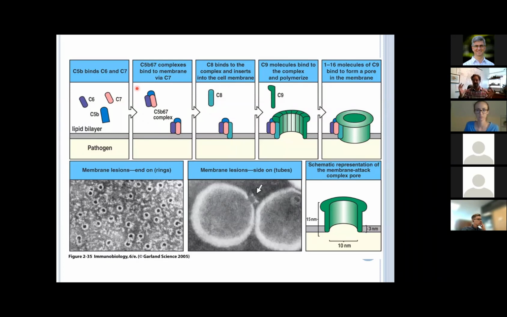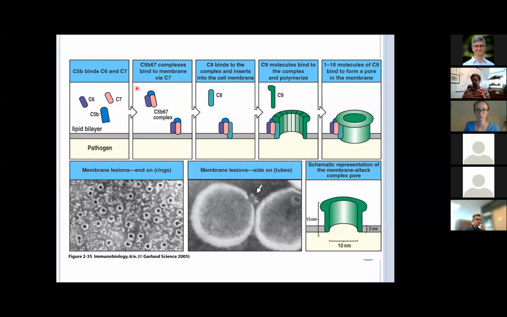But the key thing to keep in mind is that you have this cascade of the initial recognition of a pathogen by the early parts of the complement cascade. So C1, luckily, is one of the first ones that forms this recognition, and it forms it through pattern recognition. So it sticks to certain structures on the surface of bacteria, and primarily bacteria.